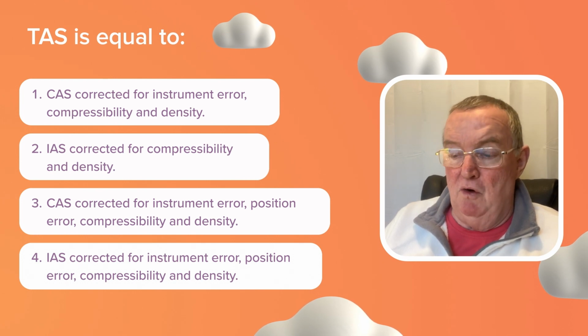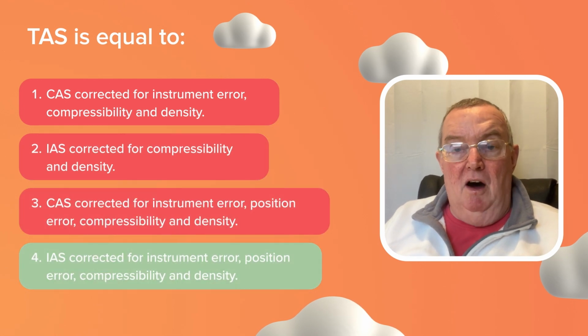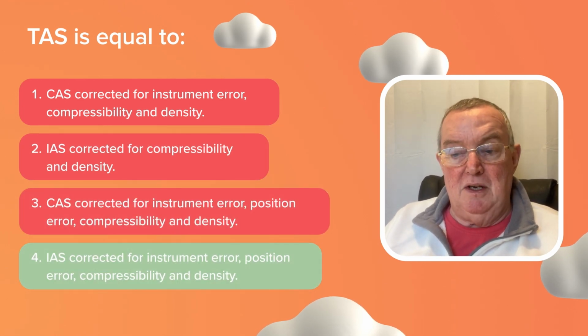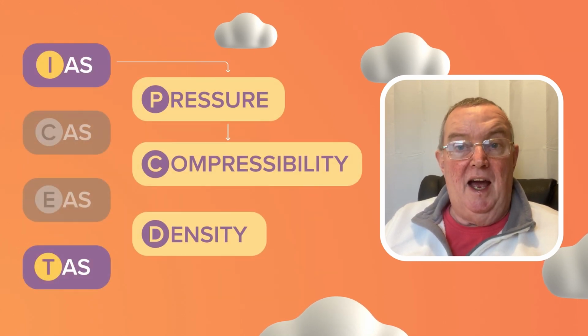So there's your four options, and the answer on this one is Delta, IAS corrected for instrument and position error and compressibility and density. So we've got the lot, haven't we? We've got P, C and D.